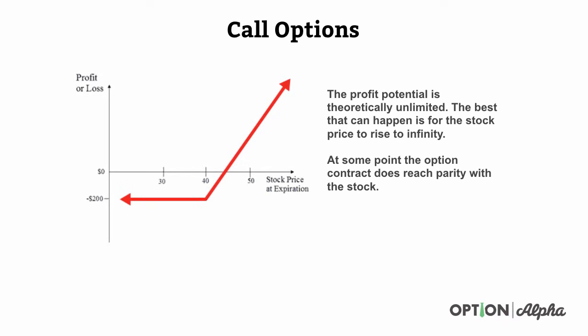Now again, with call options, the profit potential is theoretically unlimited. The best that can happen is for the stock price to rise to infinity. Obviously, we say theoretically unlimited, but option prices are going to be range bound, within certain parameters. There's no stock that's gone to infinity, right? At some point, the option contract does reach parity, though, and what that means is that for every dollar move in the stock, the value of the option goes up by $1 as well.